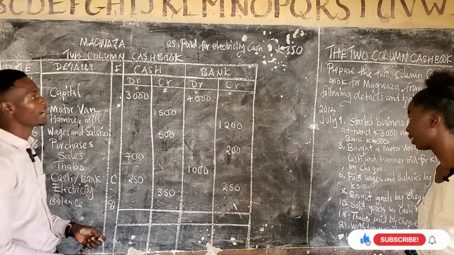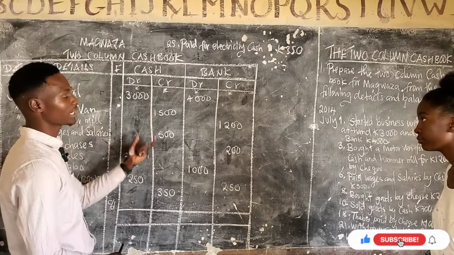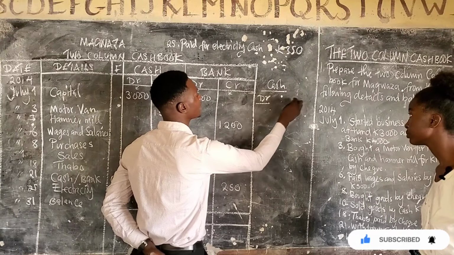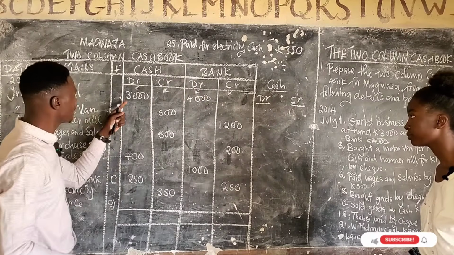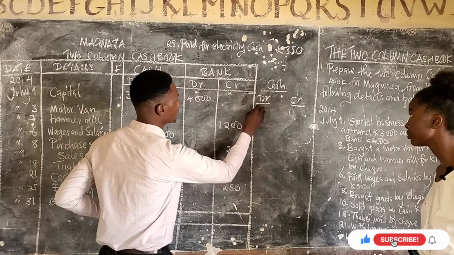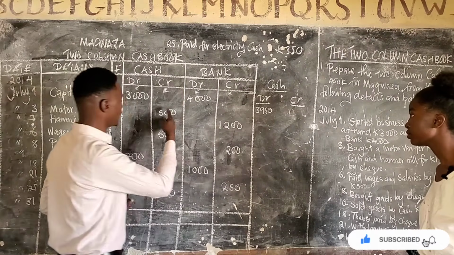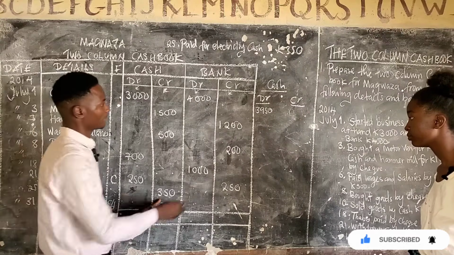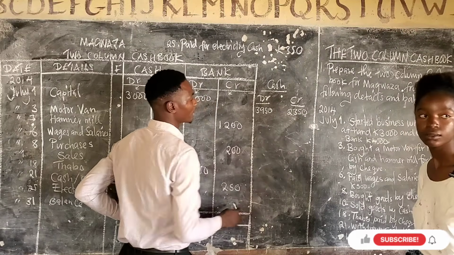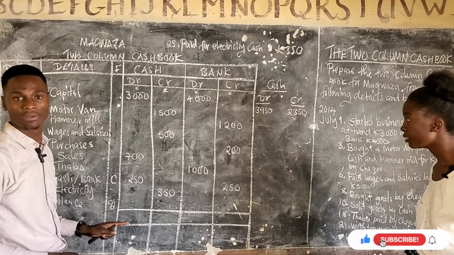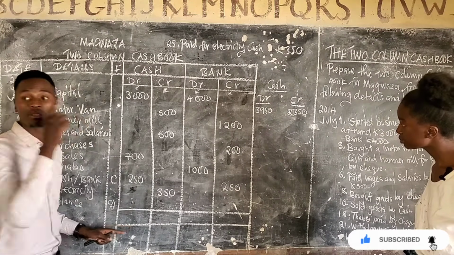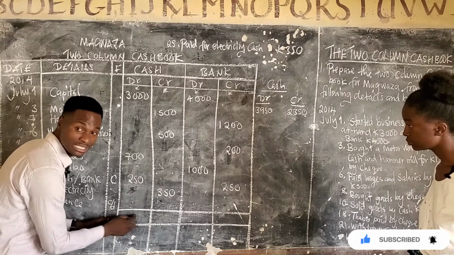So balancing is very simple. Let's start with the cash account, the debit, then the credit. On the debit we have 3,950. On the credit, 2,350. Which one is bigger? 3,950, on the debit side. So the bigger amount is the one we're going to write in the total here.